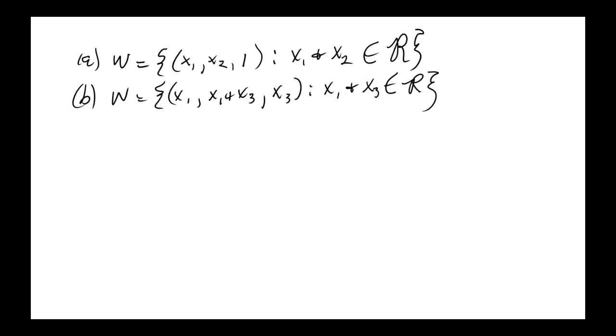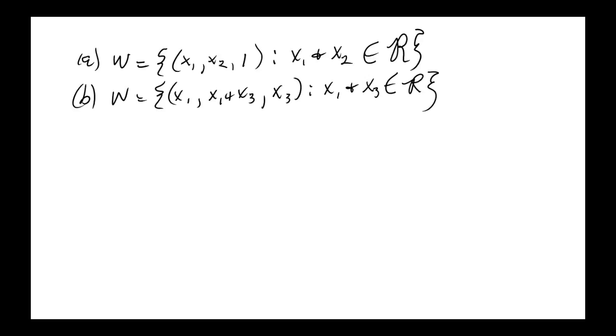Well, let's start from the beginning. First, the zero vector is there, because when x1 is 0 and x3 is 0, x1 plus x3 is 0. Remember, x1 and x3 are any numbers in the real number system, including 0, so that certainly works for the zero vector.